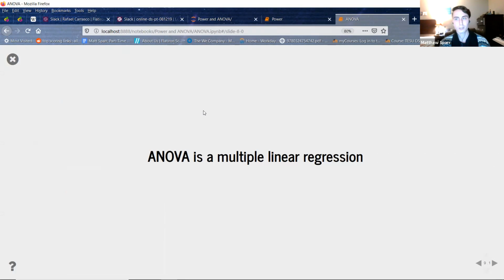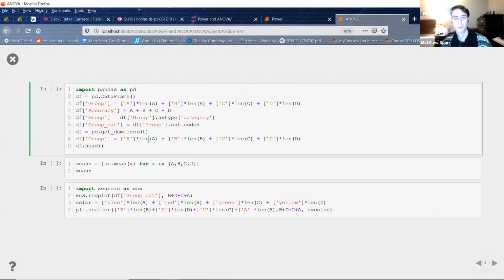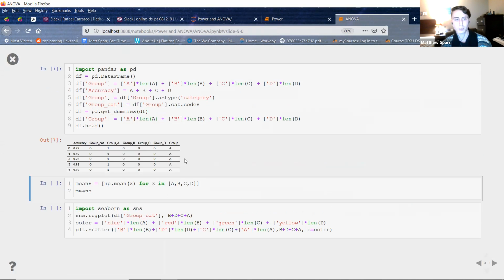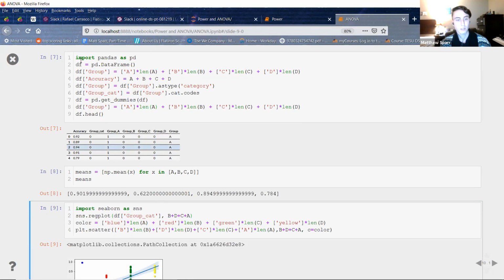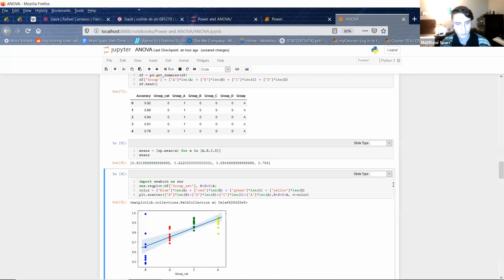So another thing to think about is that ANOVA is actually just multiple linear regression. To give some intuition on why this is, I'm going to make a data frame of our data for this experiment. Then I'm going to add category codes for each of the groups and dummy variables, so it's easy to work with and graph. And now I'm going to calculate the means of each of the groups, and then plot those means and do a regression plot.